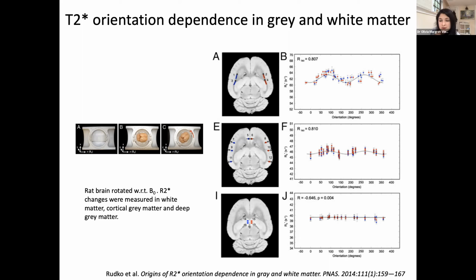To also show an example where there is no orientation effect in parts of the tissue, this is a study of a rat brain. And here they rotated this rat brain and they sample here in the white matter, they sample in the gray matter, in the cortical gray matter here and in the deep gray matter nuclei. And they find orientation dependencies in the white matter, in the cortical gray matter, but nothing in the deep gray matter. So this speaks for evidence that there is no obvious tissue symmetry axis in the deep gray matter.